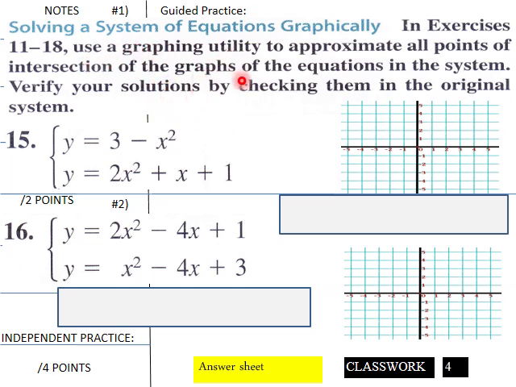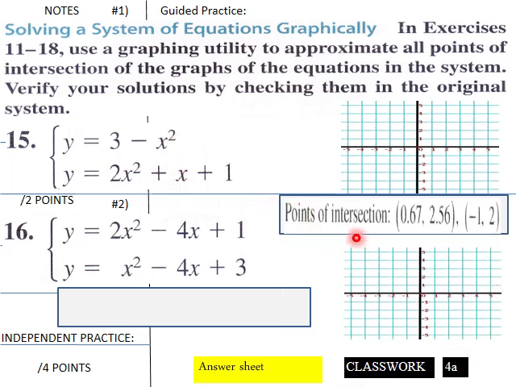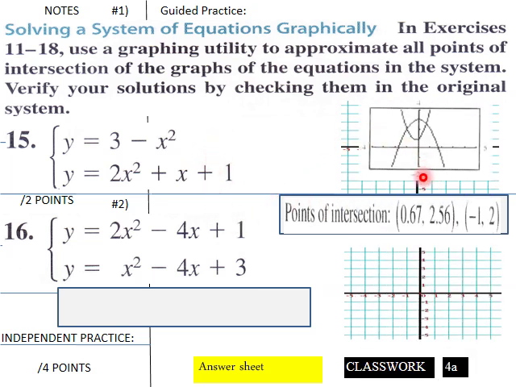Use a graphing calculator to approximate all points of intersection of the graphs of the equations in this system. So we have this system here, and down here, students, we have this system here. Verify your solutions by checking them in the original system. If we go ahead and use our graphing calculator, we'll come up with these points of intersection here. This is quadratic, so that's why we'll have two solutions for that one. And then here's your graph here. You have a solution there and a solution there for this system here.